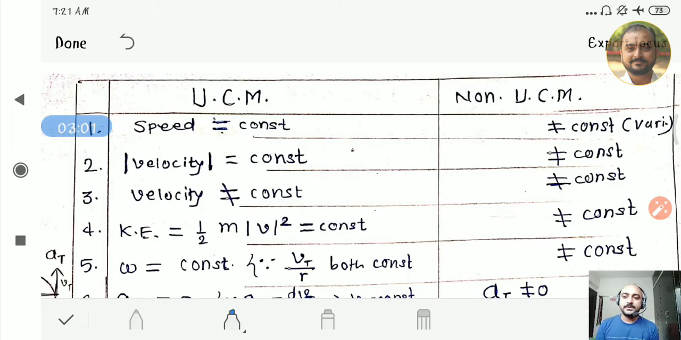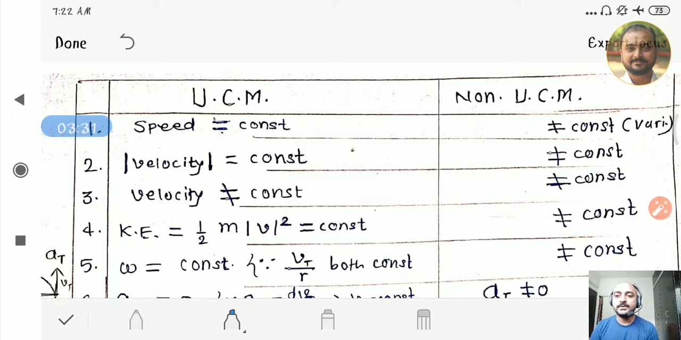Next is kinetic energy. The kinetic energy of the body has the formula 1 by 2 m v square. Here v is the magnitude of velocity, which is constant, so the kinetic energy of the body in uniform circular motion always remains constant.